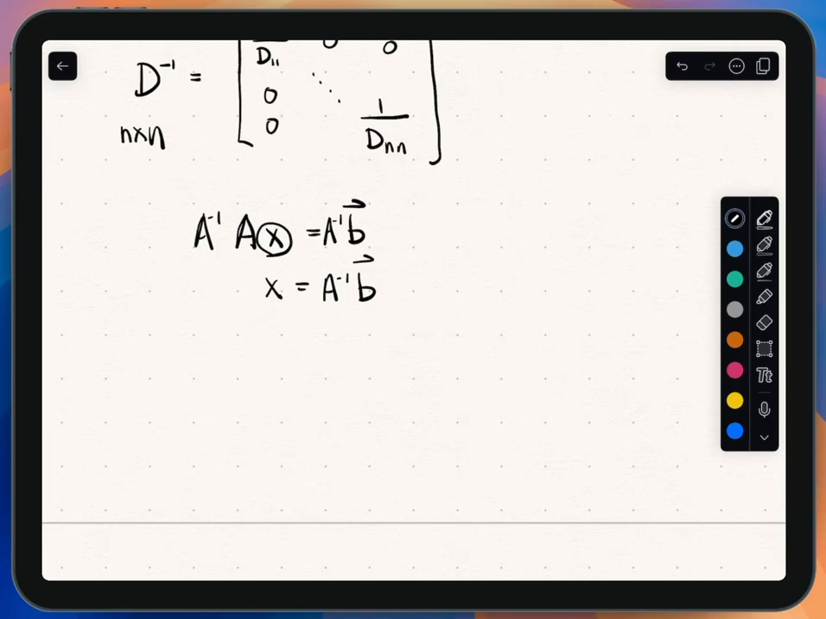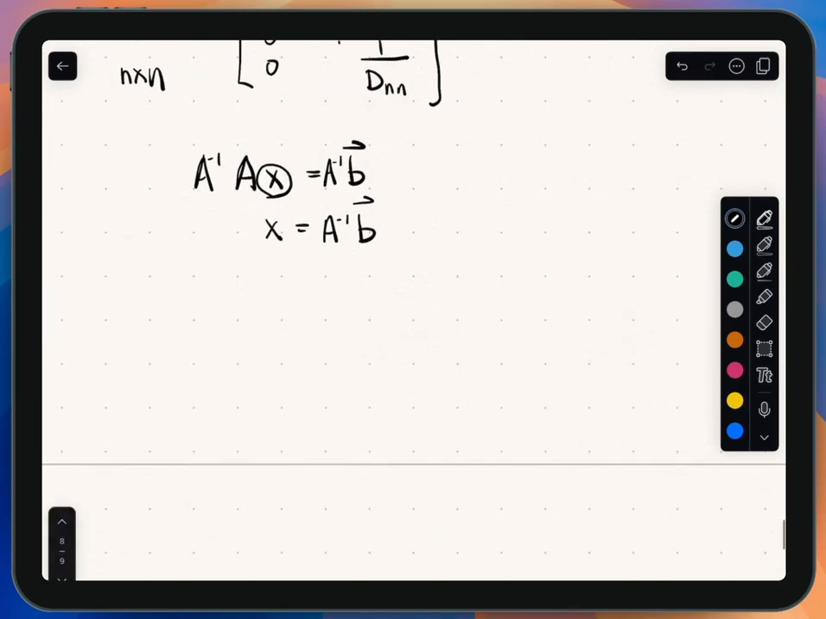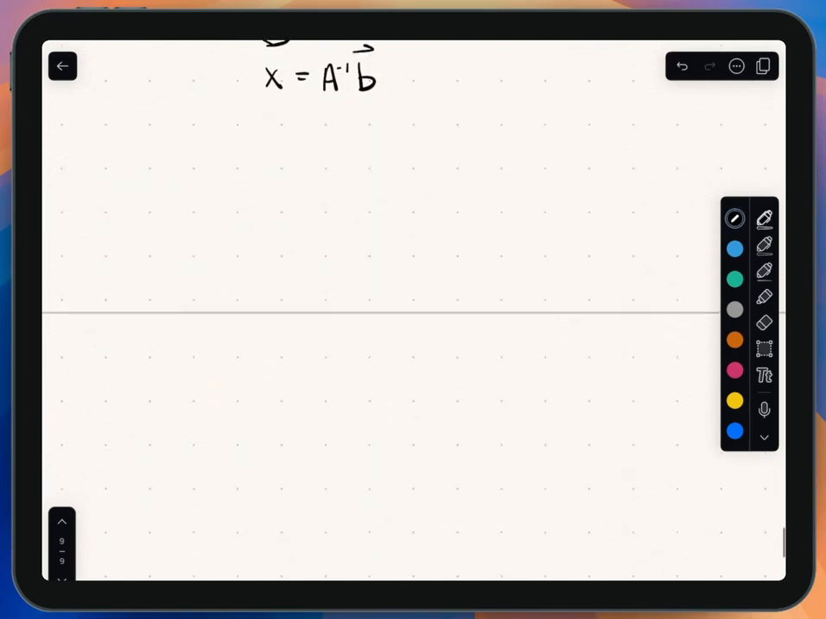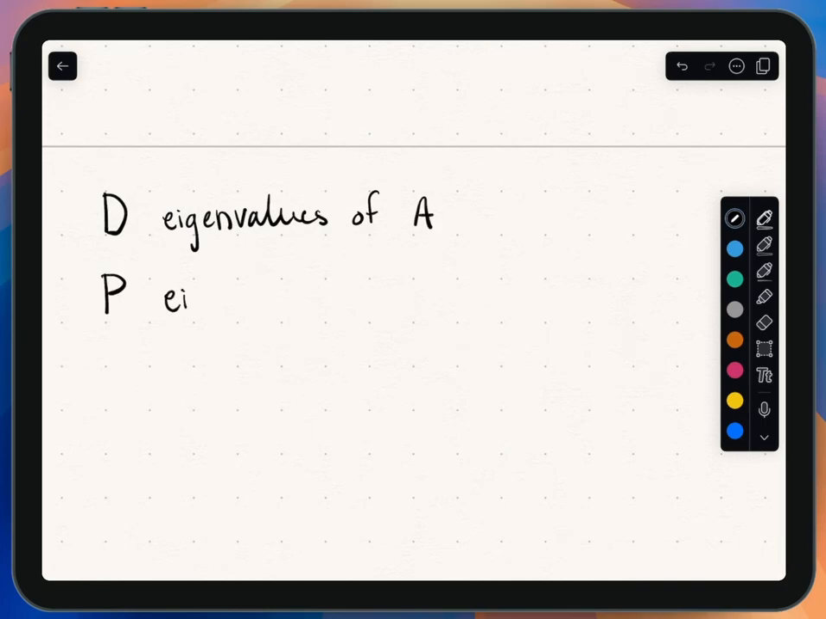But we can then dive deeper into what this D is. How do we even find this D and this P matrix? Where does it all come from? And what's really cool is that D must correspond to the eigenvalues of A. D contains the eigenvalues of A, and P contains the eigenvectors of A.